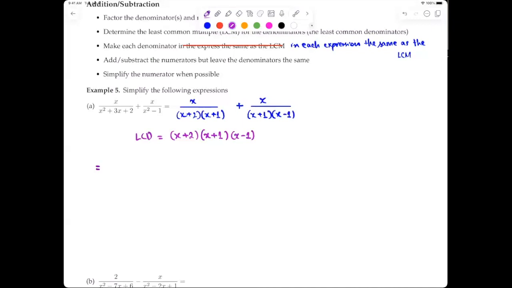Right, so what I'm doing is, so x over x plus 2 times x plus 1. And we agree that we are missing the term x minus 1. So I'm going to multiply the top and bottom by x minus 1. So that's just the first expression. The second expression, again, we agree that we are missing the term x plus 2. So I'm going to multiply the top and bottom by x plus 2.